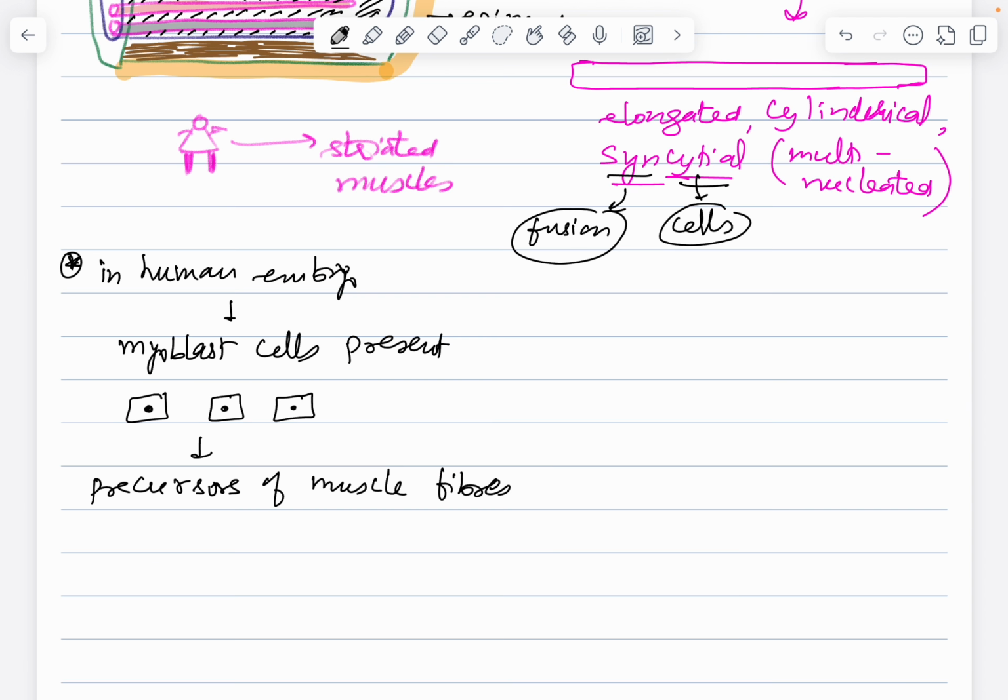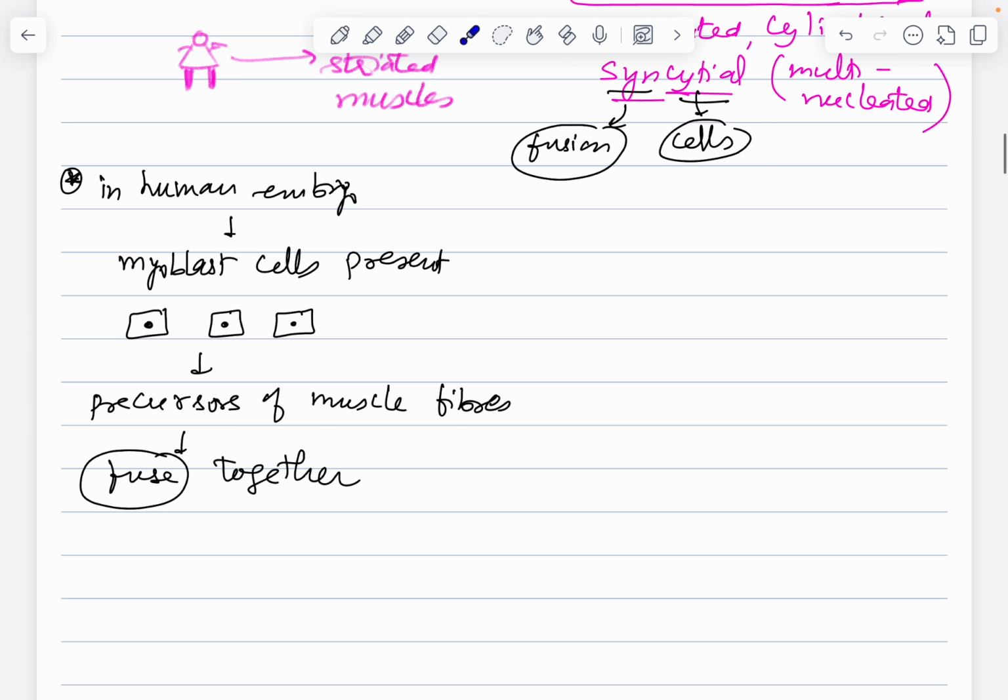So what happens in the embryonic stages is these precursors fuse together. So now you see cells fusing together, syncytium. As the cells fuse together, what do they give rise to? They form a multinucleated cell called the muscle fiber.